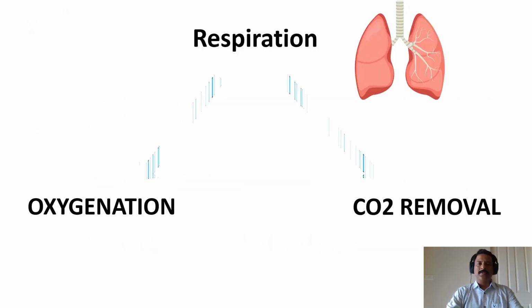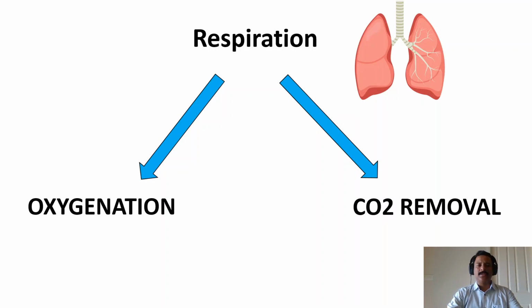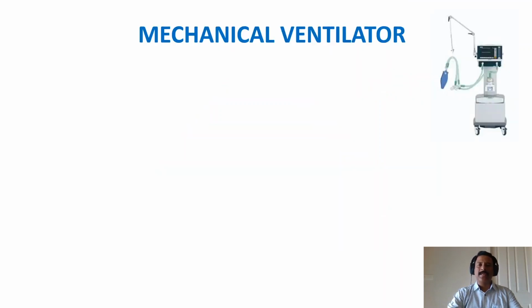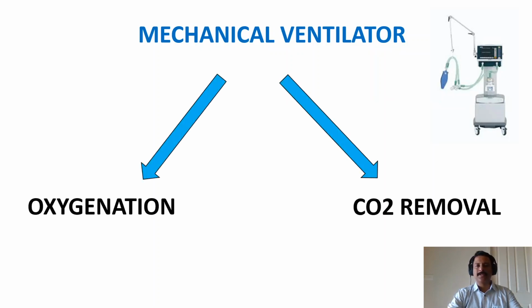Coming to respiration, the main idea is to give oxygen up to the level of the alveoli. And second is carbon dioxide removal from the lung. So whenever you are connecting a patient to a mechanical ventilator in the COVID scenario, you will be expecting two things. One, to replace the function of the lungs, like replacing the oxygenation. Second is the carbon dioxide removal. How is it possible? It is possible through several modes.